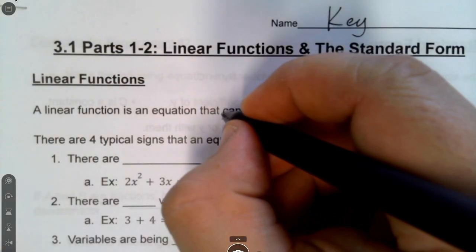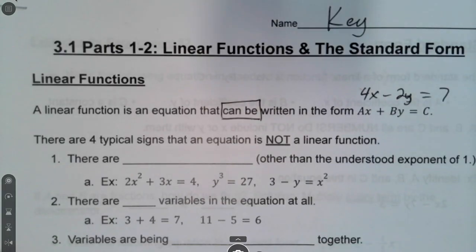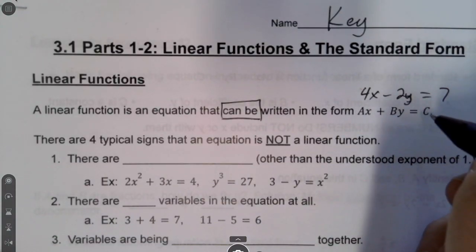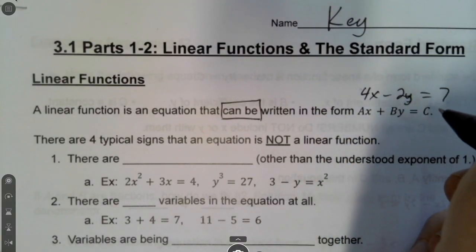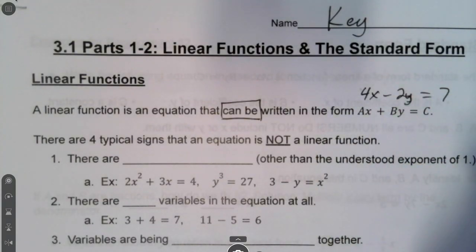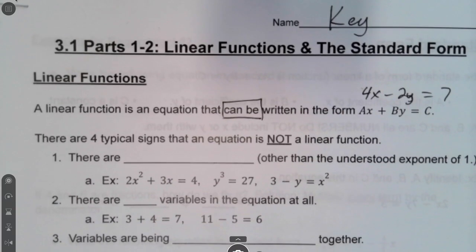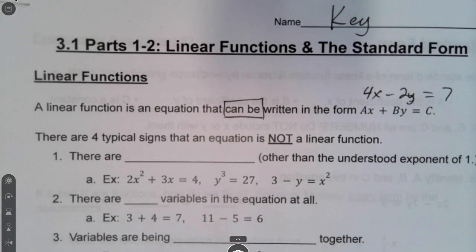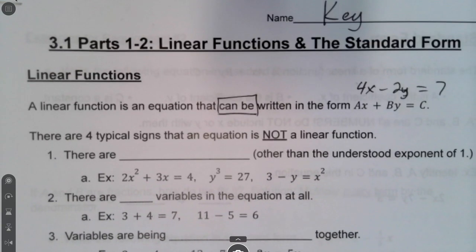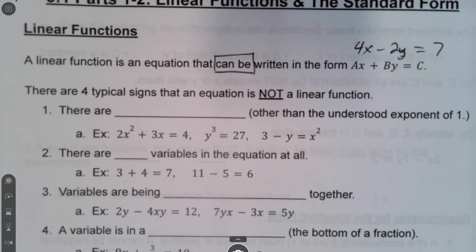And this is an important phrase, that it can be written in that form. It doesn't have to be written in that form to be linear. The point is, if it can be rearranged to be in this form, then it is linear. So honestly, I have found it's easier to tell you what makes it not linear, since it can show up in forms other than this. So there's 4 ways you can look for that tell you, oh, no, it's not a linear function.